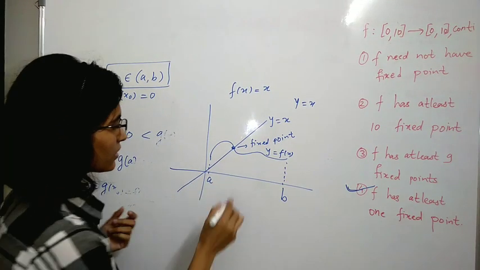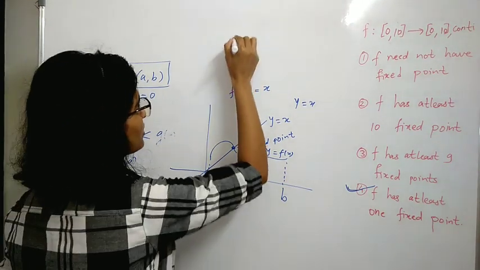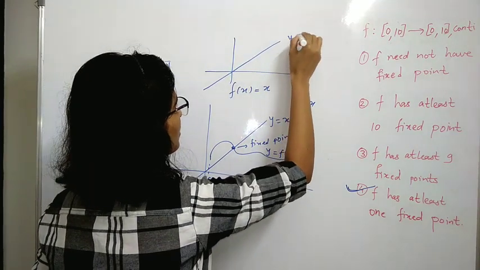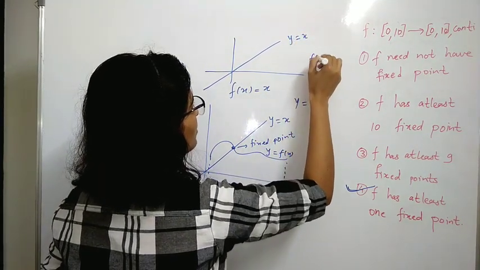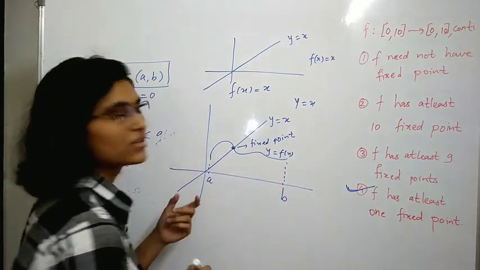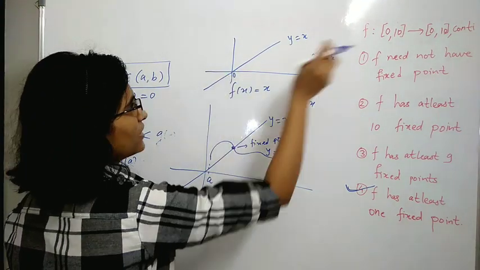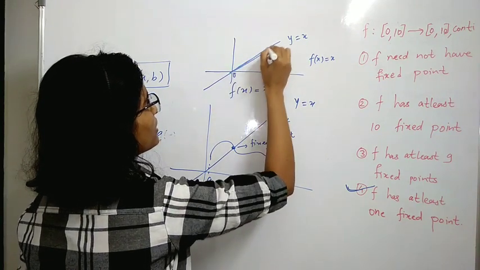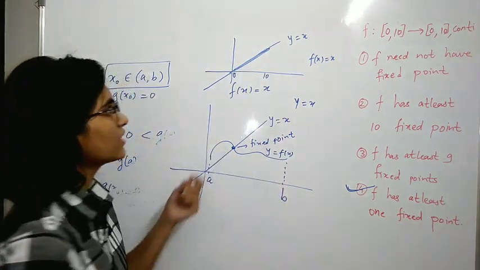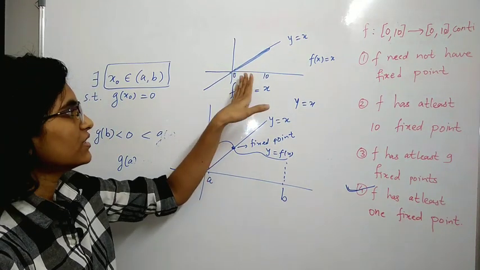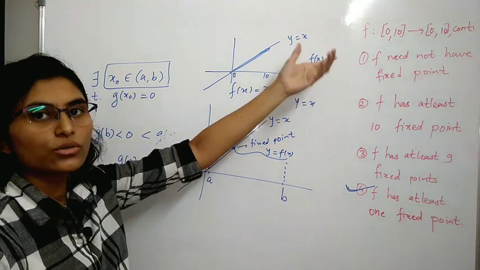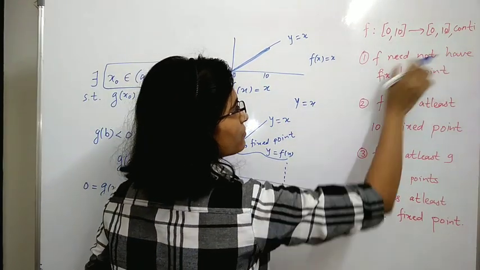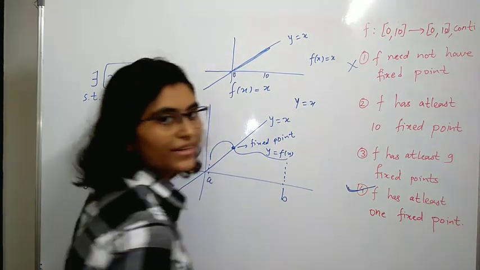So from this we can just take the function, say y is equal to x, this line, and f of x is equal to x. Take f of x is equal to x. The interval is 0 to 10, right? So we have infinitely many, or we can say uncountably many points here such that f of x is equal to x. So this does not have a fixed point is not true, right?